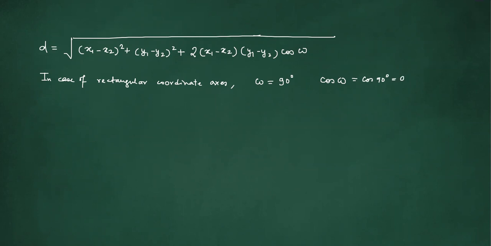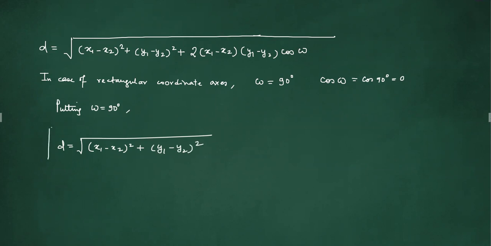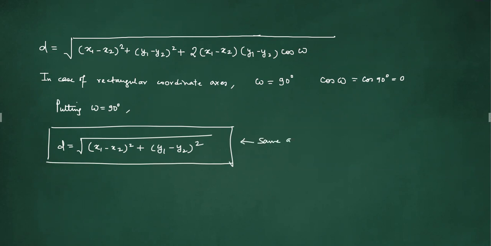So, putting omega equal to 90 degree in the above formula, what are you going to get? You're going to get D is equal to the square root of (x1 minus x2) whole square plus (y1 minus y2) whole square. And this formula over here is the same as the distance formula that we derived for the rectangular coordinate axis. So this is a small observation that you should be noting down.